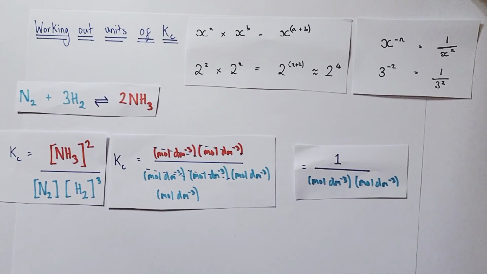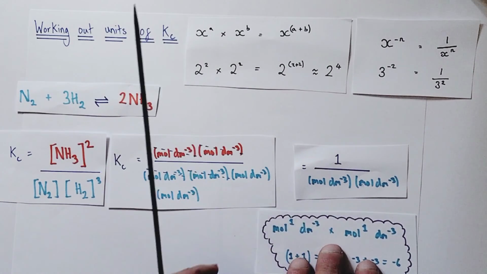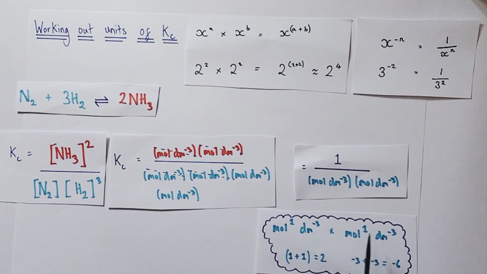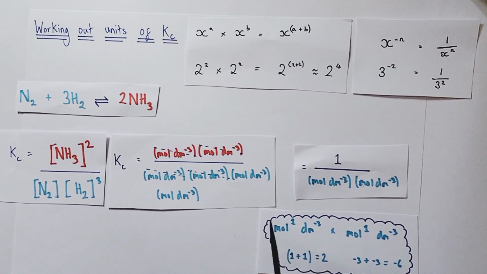So below that 1, we've got mole to the 1 dm minus 3 being multiplied by mole to the 1 dm minus 3. So we've got mole to the power of 1 times mole to the power of 1. So that's 1 plus 1 equals 2. So effectively we've got mole to the power of 2. And we've got dm minus 3 being multiplied by dm minus 3. So effectively that's minus 3 plus minus 3, or dm minus 6. So our actual unit is 1 divided by mole to the 2 dm minus 6.